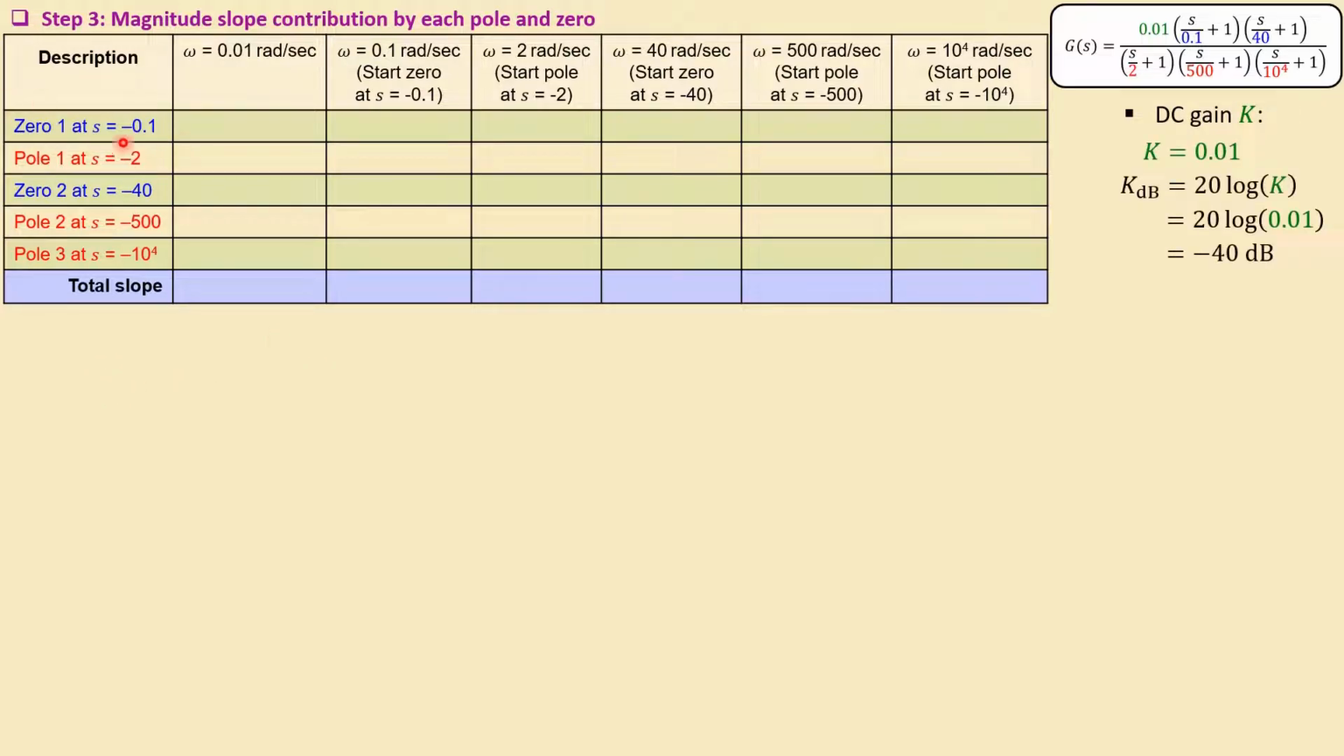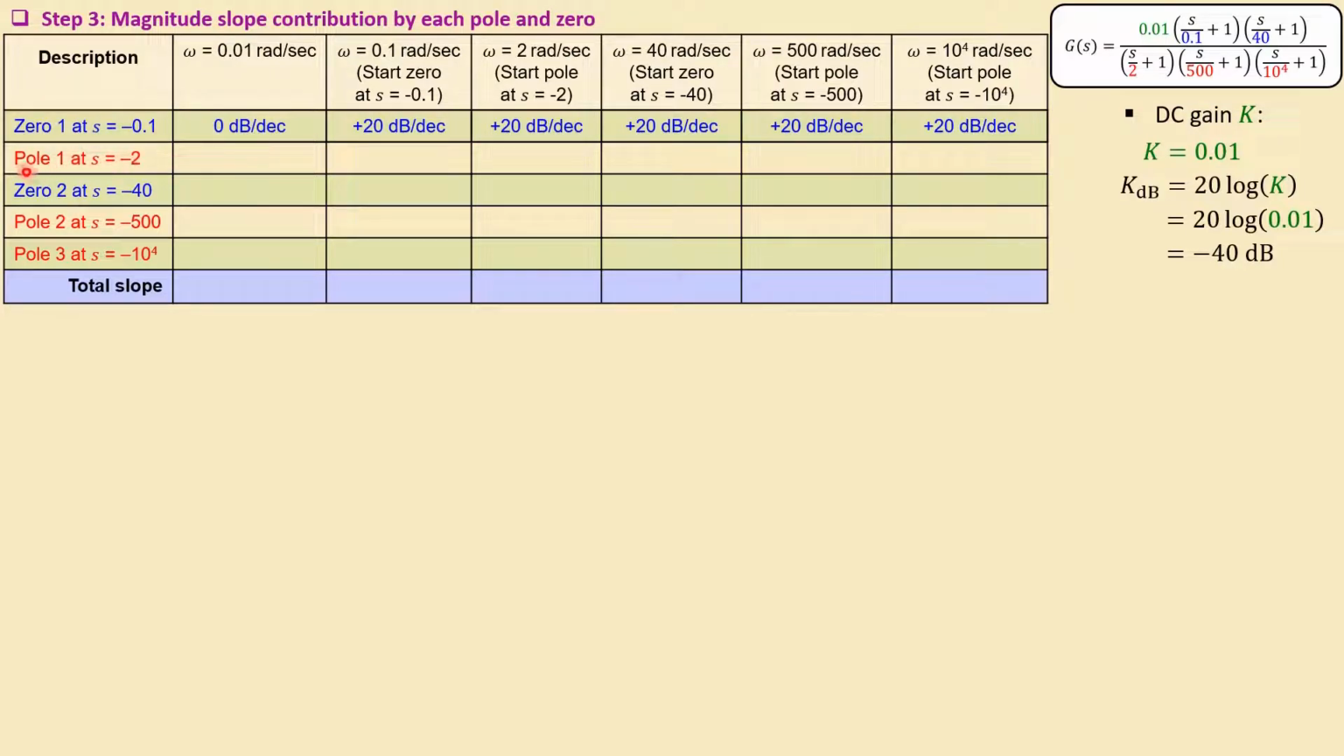And then move on with the first one, which is zero 1. In this case, we start with 0.01. The slope is just 0 dB per decade, so it's before the actual location of your zero. Then it starts with 20 dB per decade, and it keeps that slope up to higher frequency. So this is considering only one break frequency, which is just zero 1.